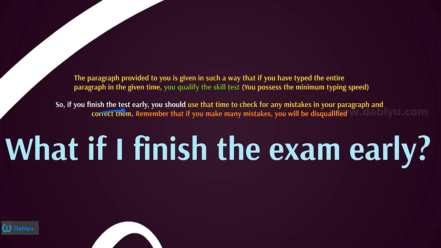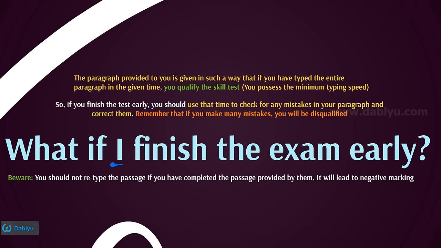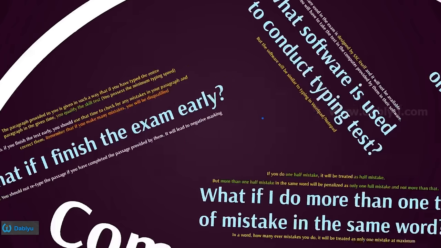And if you finish the test early, you should use that time to correct the mistakes, because remember, if you make many mistakes and your percentage error is more than a specified percentage, then you will be disqualified. So use that extra time to identify any mistakes you have made and correct them. And remember, never try to retype the passage thinking that if you type more you will be selected. No, you should never retype the passage. In fact, if you retype, you will be disqualified. So you should never retype the passage after you have completed the passage provided by them. Use that extra time only to correct the mistakes. Okay, that's it. Now the next question.